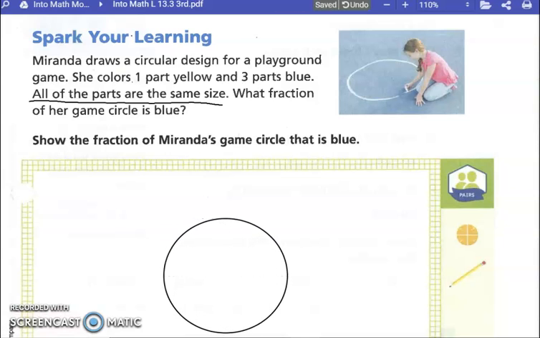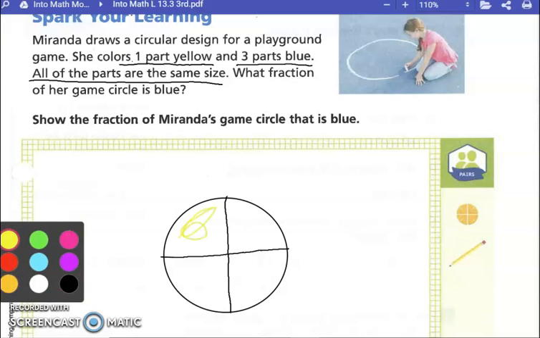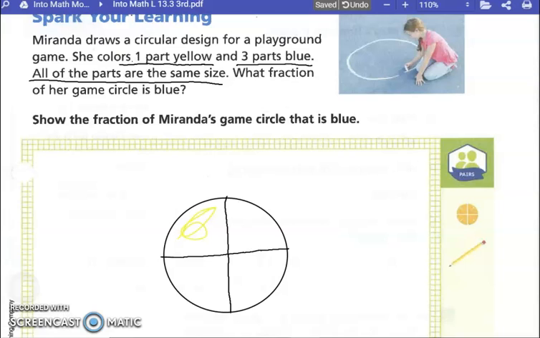And how many parts do we need to divide it into? 1 is yellow, 3 are blue. Now, there is an easy way to make a circle into those parts, right? We can divide it straight across vertically and straight across horizontally. Now we have 4 equal parts. How many parts are we going to name yellow? 1. You should just write a Y in there for yellow.